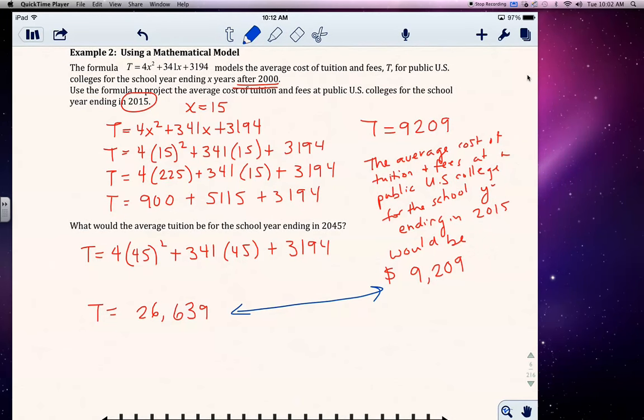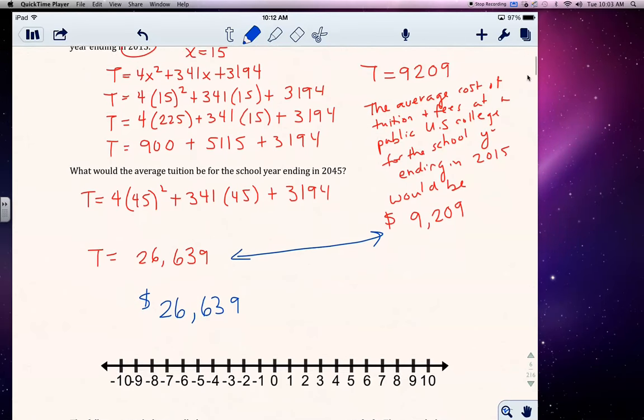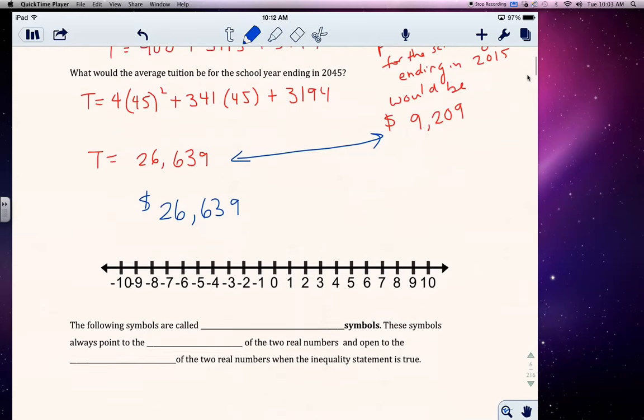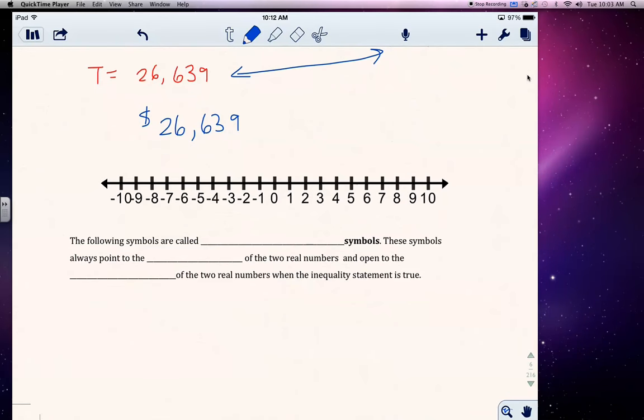So $9,209 for 2015. 30 years later, same school pretty much, the average tuition for U.S. colleges is a significant amount more. And so this would be $26,639. I won't write a sentence out for that, but you would basically say the average cost of tuition and fees at a public U.S. college for the school year ending in 2045 would be $26,639.